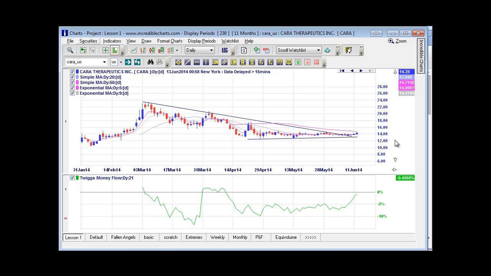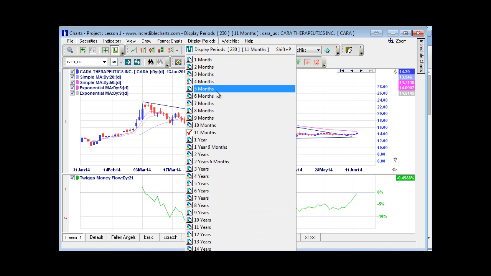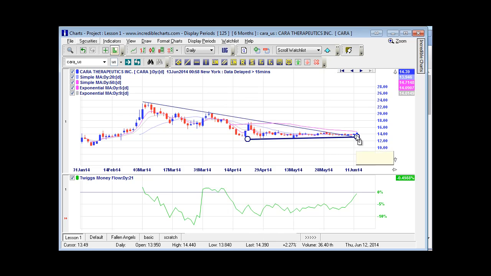It's broken that downtrend, we've broken this consolidation, and what you can see is that we've had a sharp tick up in the money flow. Money flow, of course, looking at volume, how high the stock closes in the day, as well as new highs and new lows. And that's the true definition of an uptrend. And as you can see, it's breached that with this increasing money flow.